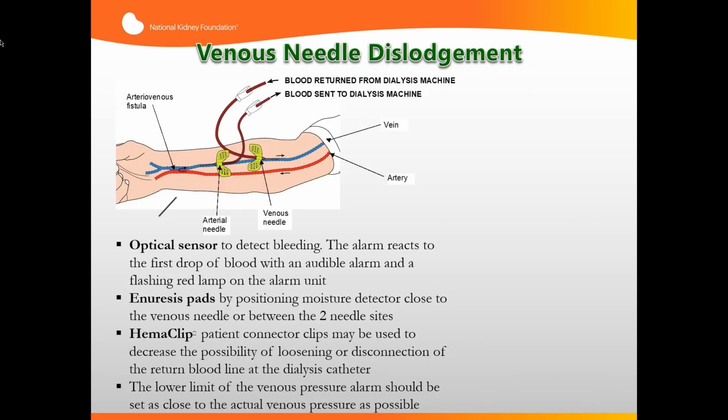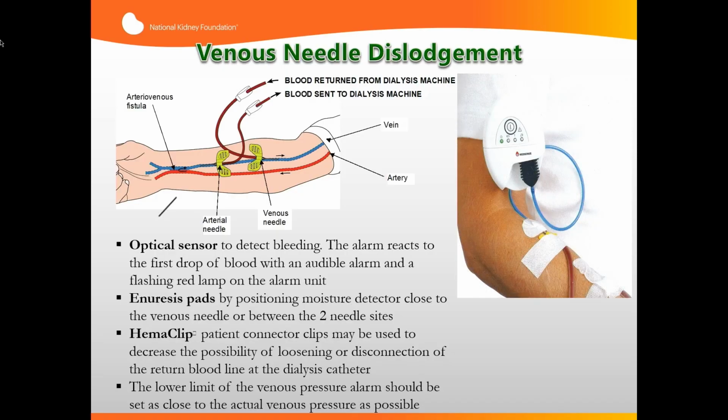So what can one do to help prevent this from occurring? There are, believe it or not, a couple of devices that one can actually use. There is an optical sensor called RedSense. Has any of you heard of that? It costs about $550. So if your dialysis unit doesn't have it, it's probably because it's expensive. It has a sensor that's connected to the needle, and the alarm reacts to the first drop of blood outside that system with an audible alarm, and a flashing red lamp lights up right here on the alarm unit.